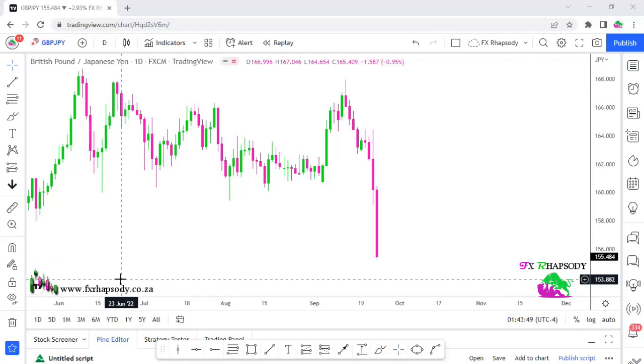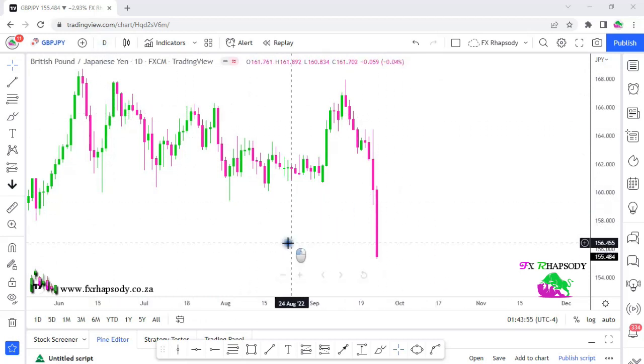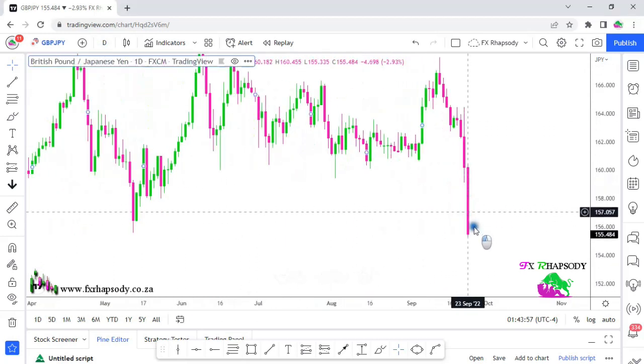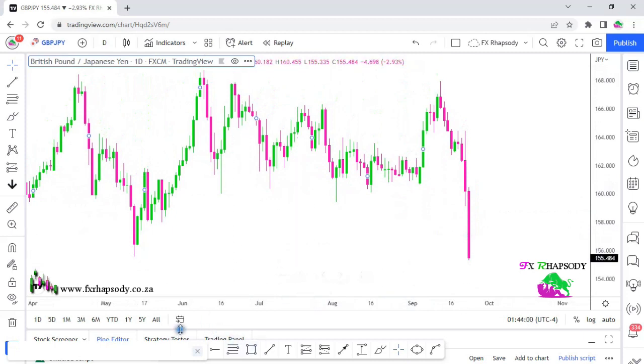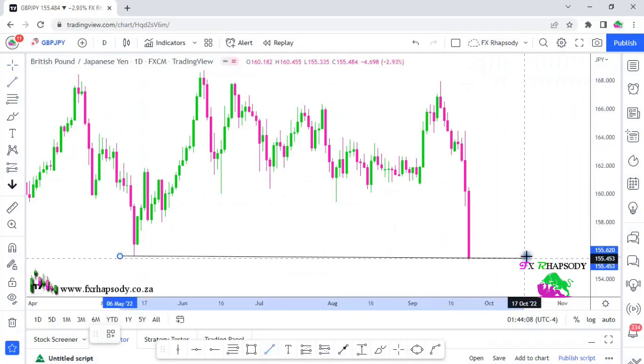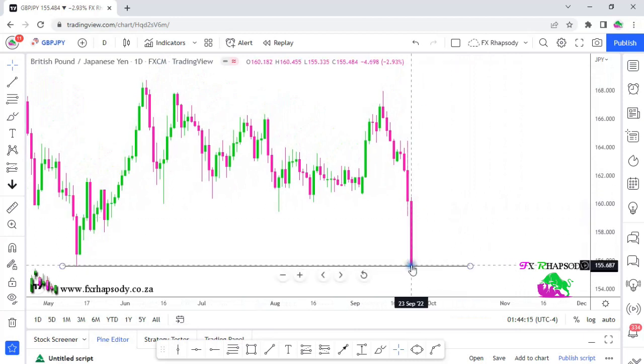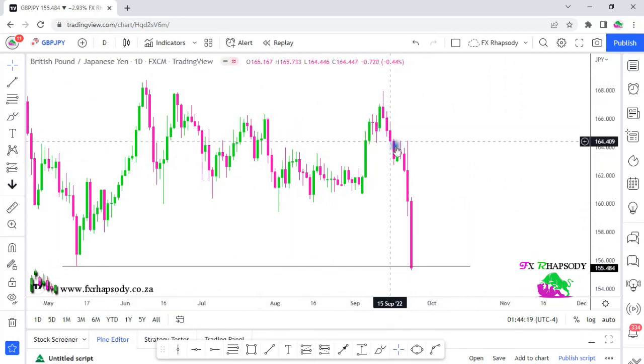So let us hit the charts. We're starting off with the British pound, Japanese yen, doing top-down analysis, starting from the daily, moving down to our hourly time frame. On the daily time frame, we can see that the low has been broken in the British pound, Japanese yen. We see that low being broken, price closing just below it. So now we're going to wait and see if price continues downwards or will price retrace all the way back, because it's a nice bearish movement.